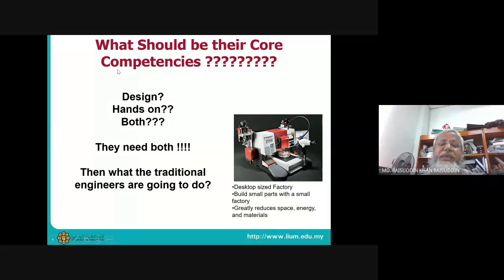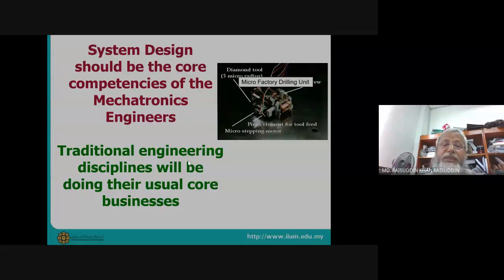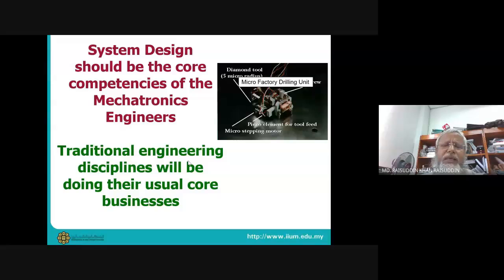Similarly, if we need big gears or small gears, then we pass it to the mechanical engineers. So we can say mechatronics engineers are a type of manager in engineering. They manage the whole design and then distribute the jobs to the traditional engineers. So system design should be the core competency of mechatronics engineers, and the traditional engineering disciplines will be doing their usual core business.